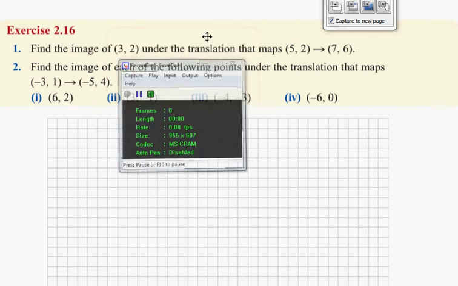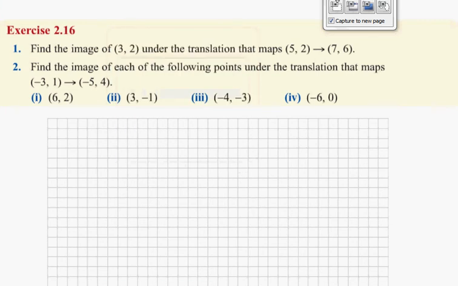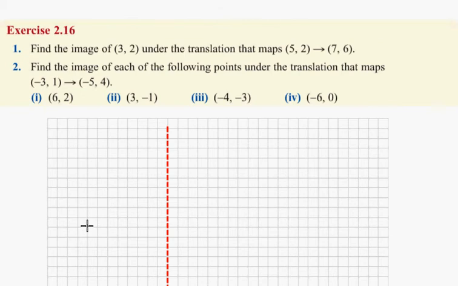So, as an example, what they say is find the image of (3, 2) under the translation that maps (5, 2) onto (7, 6). Now, the way you could do it is two ways. You could draw (5, 2), and you could draw (7, 6). (7, 6) would be there, wouldn't it?